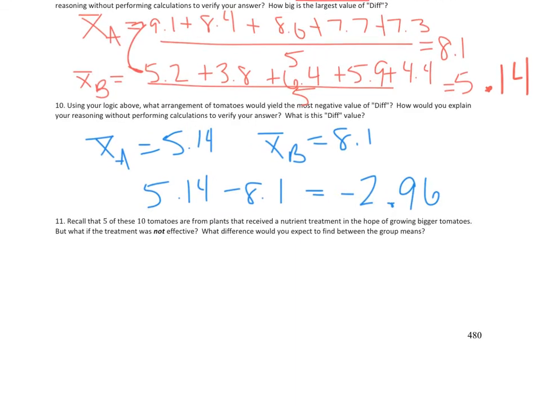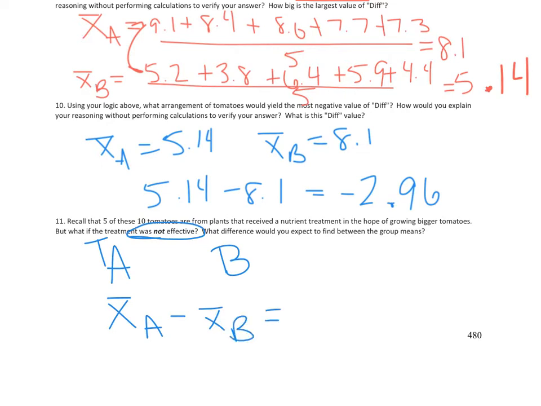It says, recall the 5 tomatoes that received the nutrients were in hope of getting bigger tomatoes. But what if the treatment was not effective? What difference would you expect? Well, if the treatment was not effective, say if you put the treatment on group A and not on group B, and I'll just put T for treatment, and what if we had no effect of the treatment? Well, that means that the means would be very similar or even exactly the same. So it should be close to 0 because no big difference would have been calculated.